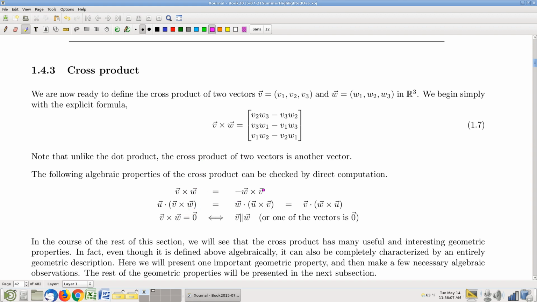Third property, and this is vaguely suggestive of an old property of dot products. Remember, if the dot product is 0, the two vectors are perpendicular, well, orthogonal. Right? If the cross product is 0, then they're parallel. Asterisk, or one of the vectors is 0, or they're both 0, something anomalous like that.